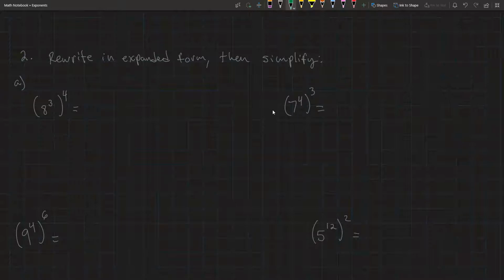You see that? Something to the 3rd power. That makes it easier to comprehend. Therefore, this one is something to the 6th power, and this one is something squared. All right, let's think about how we expand this.